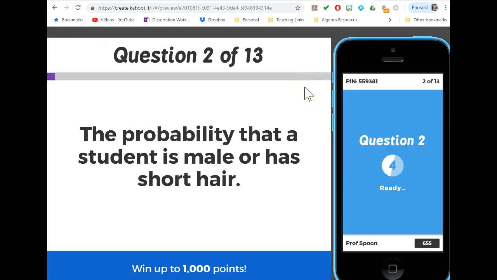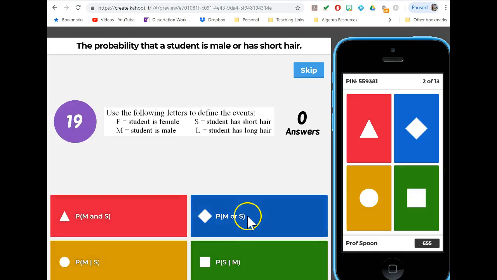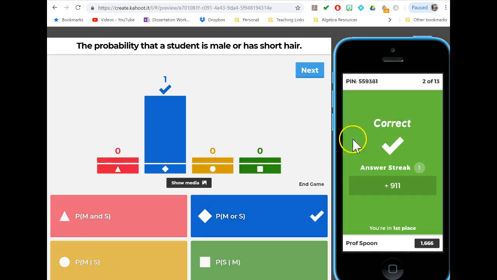Next, male or short hair. Simple enough. We have our sweet keyword of or. Boom.